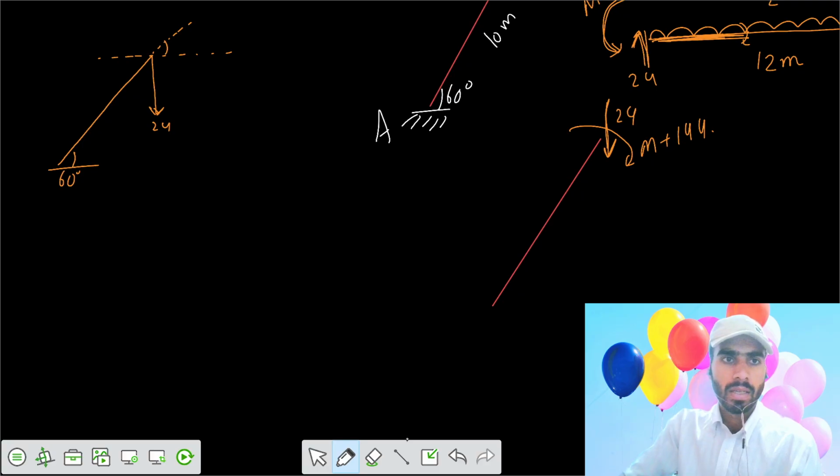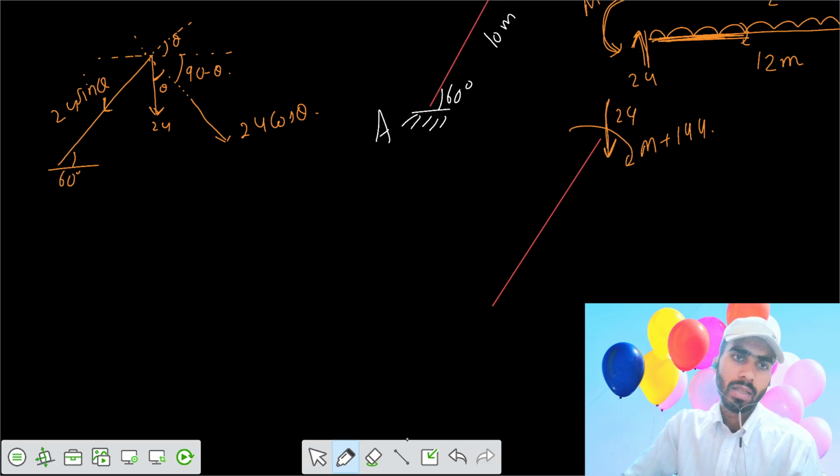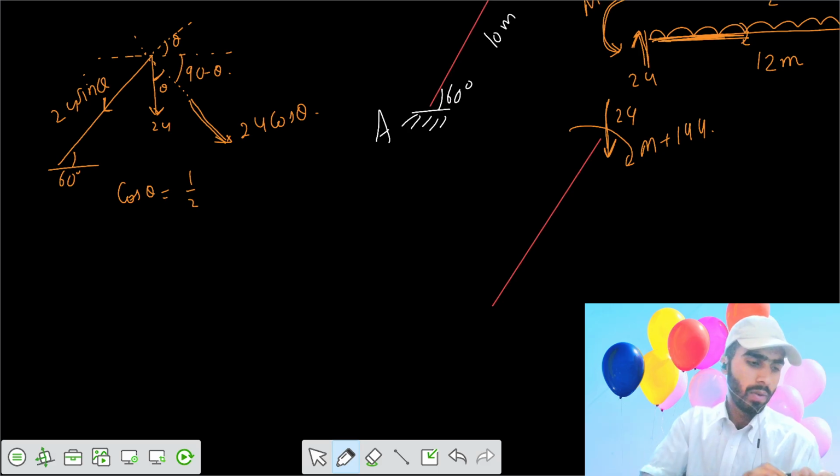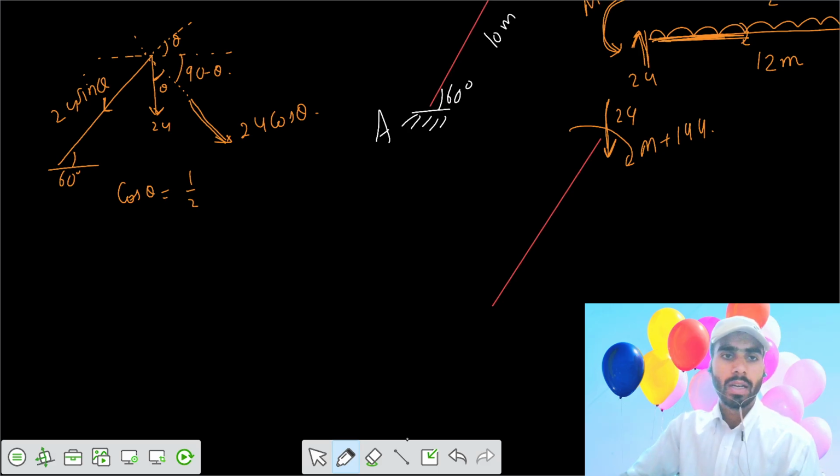So if you say this is theta, that means this one is also theta. This is theta, this is theta, this is 90 minus theta. So the component along this line is 24 cos theta, and along this line it is 24 sin theta. We don't worry about the 24 sin theta that is along the axis. We are worried about the shear force created, that's 24 cos theta. Cos theta equals cos 60, which is 1 by 2. So we get 12 kilonewton shear force.